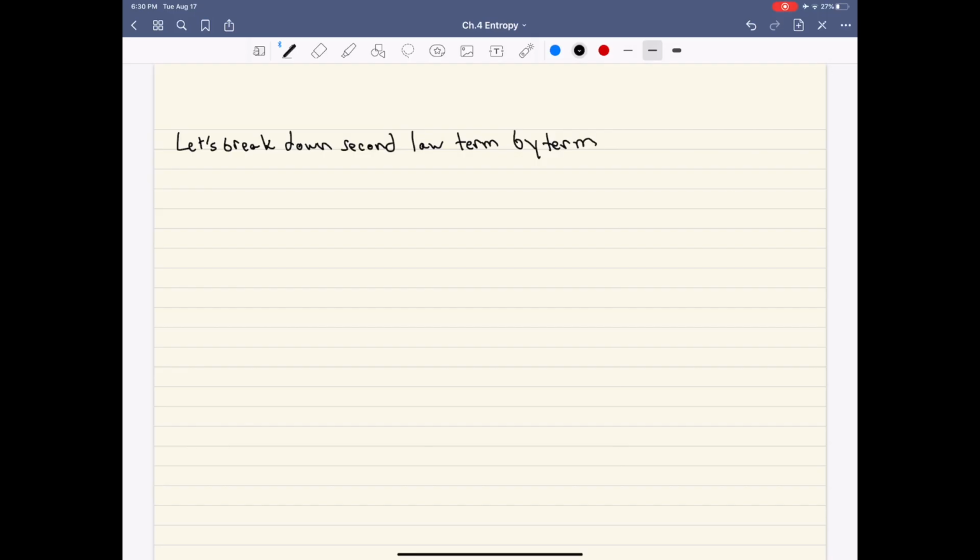All right, and so the first thing I want to talk about is that dq rev. You could think of this dq rev as the incremental amount of heat required for that reversible process to occur.